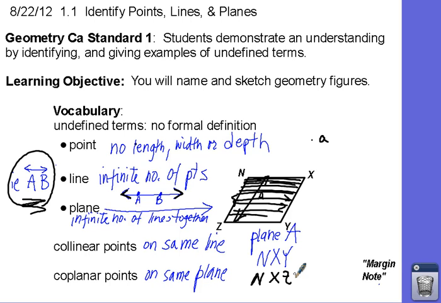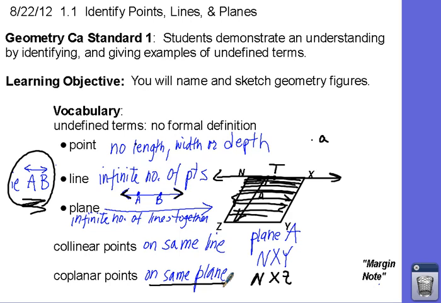Not collinear, excuse me. Collinear means on the same line. So if we had 3 points on the same line, if I called that point T, there are the 3 points on that same line, and then TX. That would not define a plane. They need to be 3 non-collinear points. Collinear means on the same line. Non-collinear means they're not on the same line. So like N, X, and Y are not on the same line. These are coplanar points on the same plane, but not collinear.